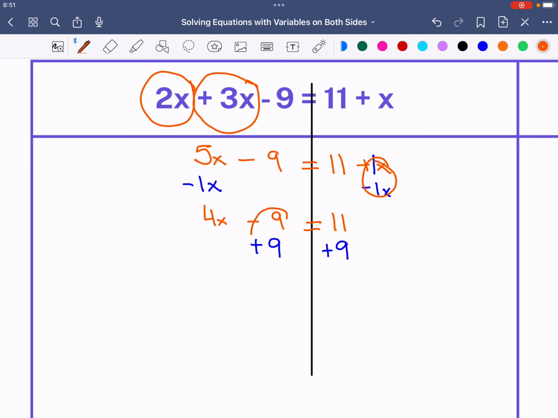Okay, 9 minus 9 is 0, meaning on the left, we're left with just 4x equals 11 plus 9 is 20. All right, x is still being multiplied by 4, so we want to get rid of that 4 by doing the opposite operation of division. So we're going to divide by 4. We have to do the same thing to both sides. 4 divided by 4 is 1, or they cancel out, so we're left with x equals 20 divided by 4 is 5.